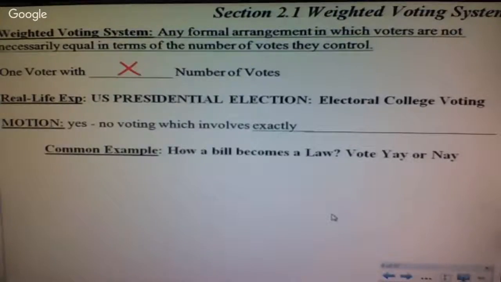So, electoral college voting. Each state is worth a certain amount of votes. The bigger and more populated states get more votes, and the smaller states get less. A state like Rhode Island is not going to trump California or Texas or Florida. What we do in this type of situation is yes or no voting, which involves exactly 2 candidates.